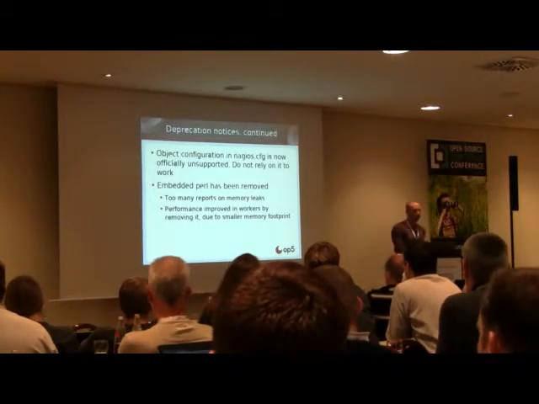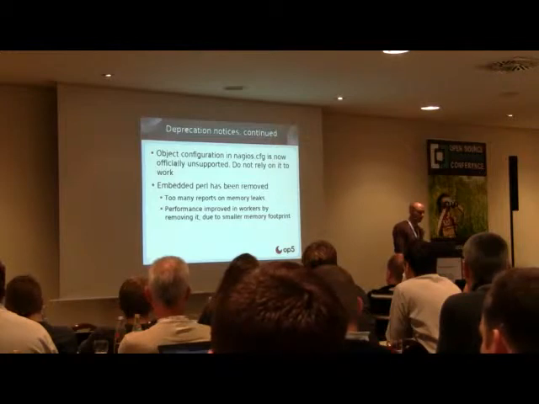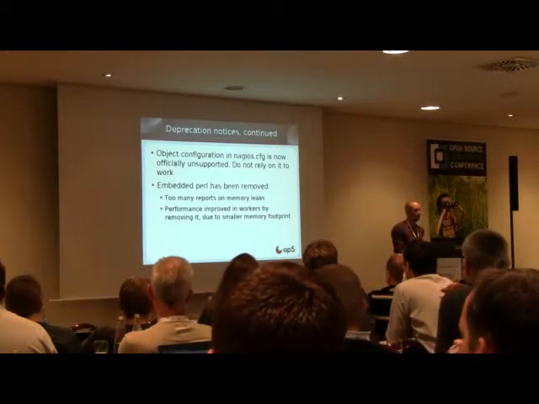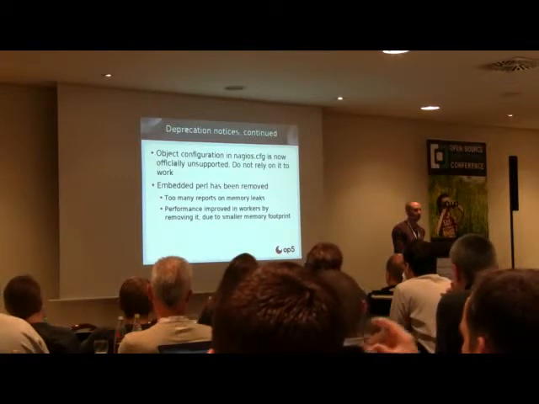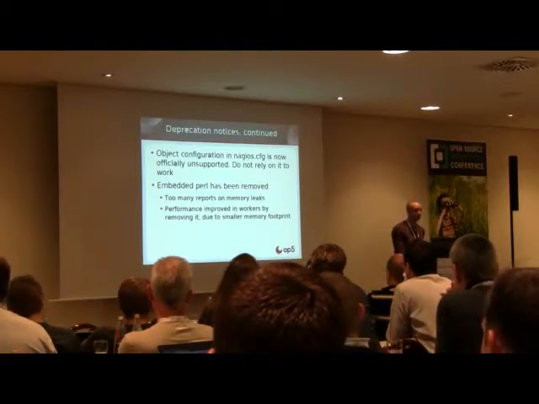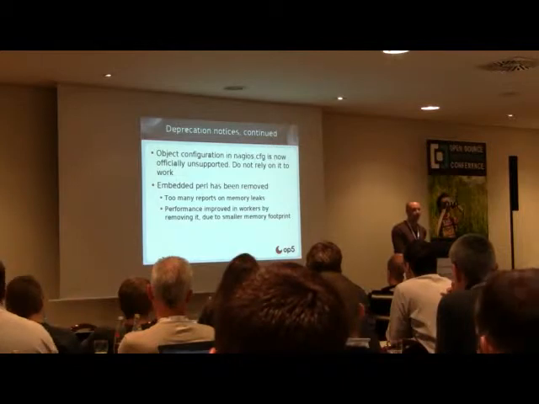Object configuration in nagios.cfg is now officially unsupported. Do not rely on it to work. It used to work a little bit for someone who sent an email to the list and said, hey, you broke this in Nagios 4. And I said, wow, sorry. Instead of trying to figure out how I broke it, I decided to just officially unsupport it.